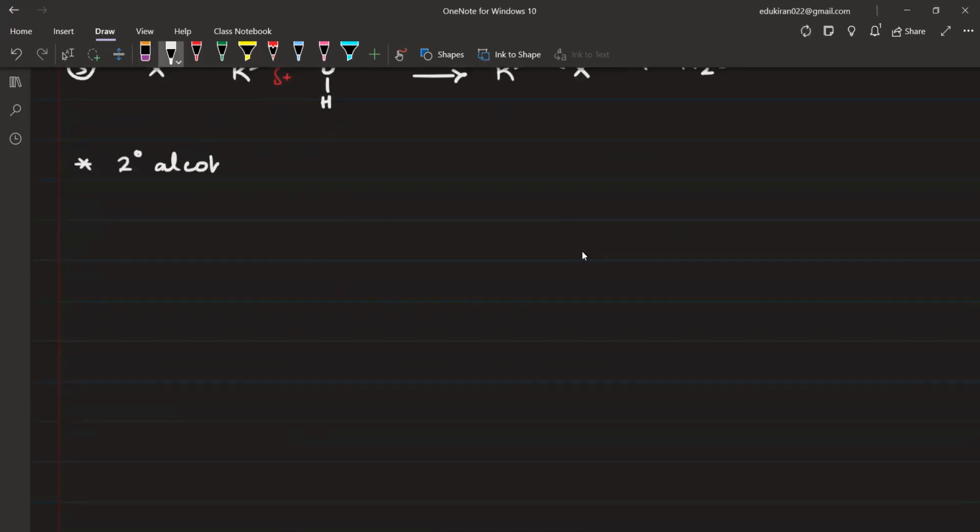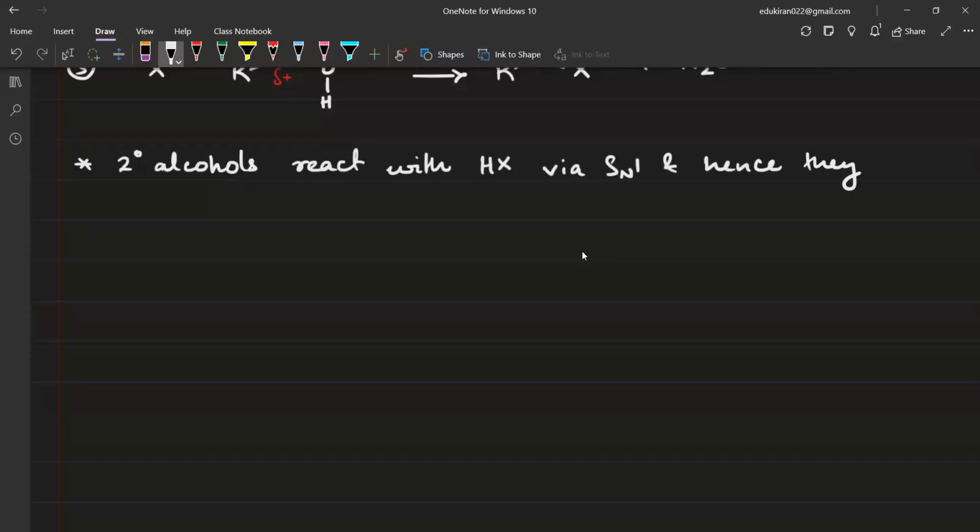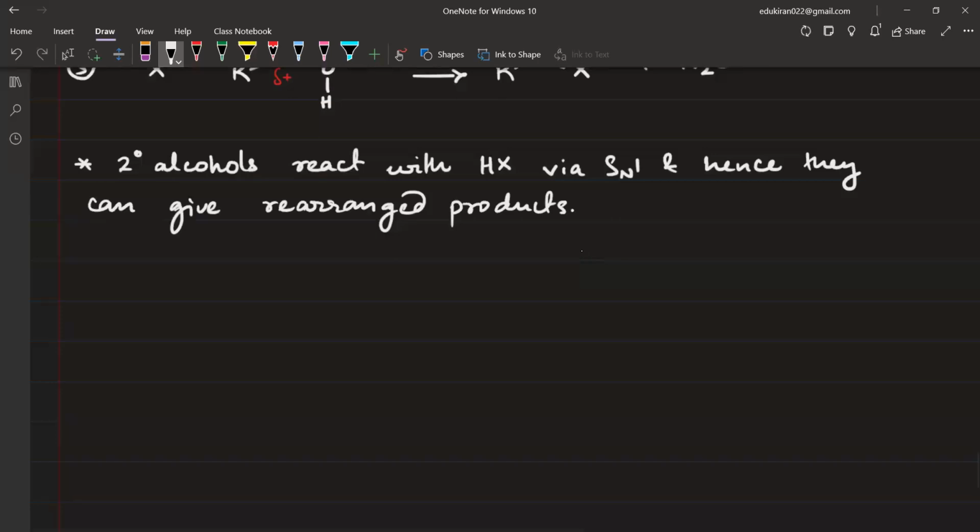Two-degree alcohols react with HX via SN1, and hence they can give rearranged products. What is the meaning of the statement? I will tell you right now.